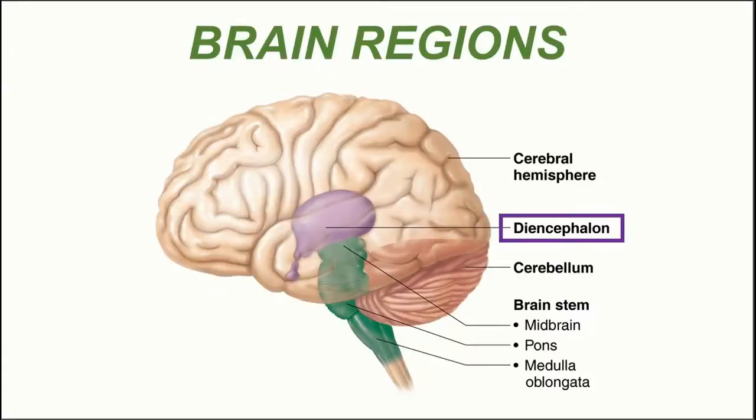So now that we have explored the structures and functions of the cerebrum, we can now turn our attention to the diencephalon. So remember that the diencephalon forms the inner core of the brain, and it is almost completely surrounded by the two large cerebral hemispheres around it.